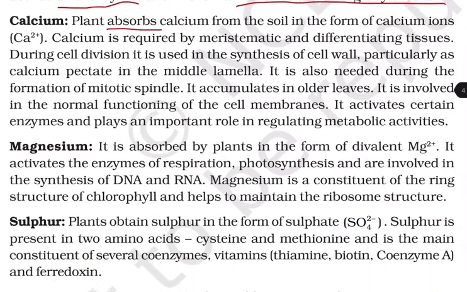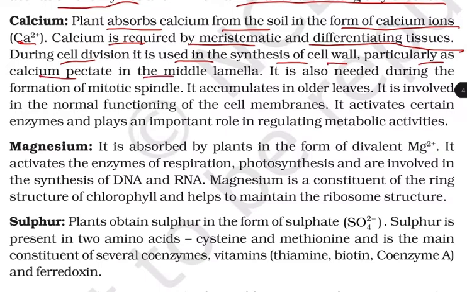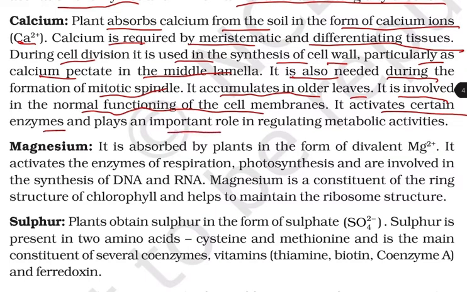Calcium. Plants absorb calcium from the soil in the form of calcium ions, that is Ca2 plus. Calcium is required by the meristematic and differentiating tissues. During cell division, it is used in the synthesis of the cell wall, particularly as calcium pectate in the middle lamella. It is also needed during the formation of the mitotic spindle. It accumulates in older leaves. It is involved in the normal functioning of the cell membrane. It activates certain enzymes and plays an important role in regulating metabolic activities.